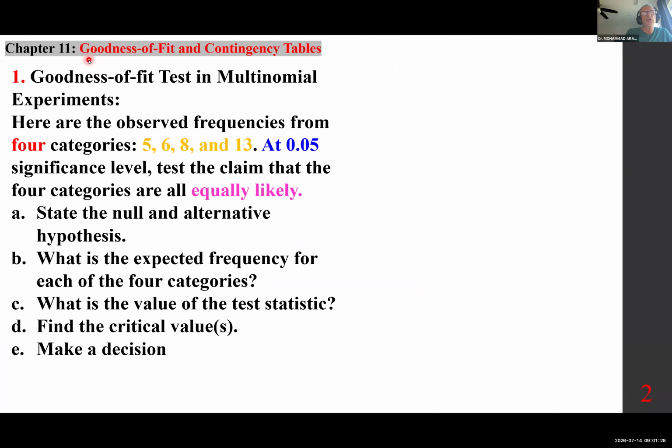All right, chapter 11, goodness of fit and contingency table. Number 1, goodness of fit test in multinomial experiments. Here are the observed frequencies from 4 categories, 5, 6, 8, and 13 at 0.05 significance level. That means alpha. Test the claim that the 4 categories are all equally likely.